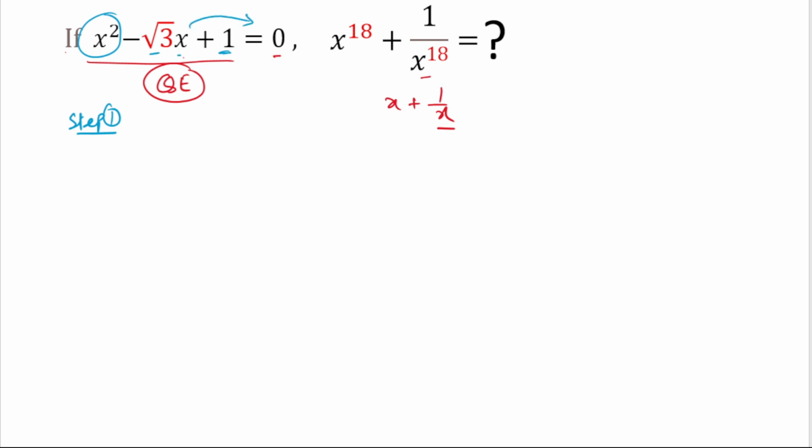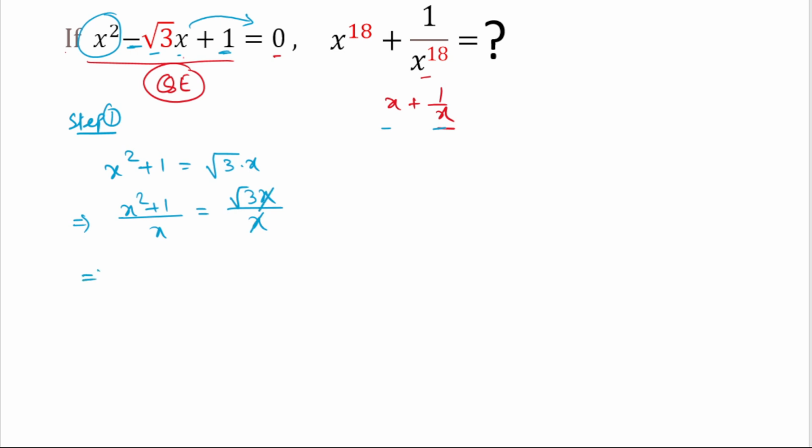Now our first step will be, we'll keep x square plus 1 in the left hand side, and here the coefficient of x is negative, so in the right hand side it will be positive: positive square root 3 times x. Now for making this in the form of x plus 1 by x, we'll divide both sides by x. So we divide x square plus 1 by x, and in the right hand side also square root 3x divided by x. So here x and x get cancelled.